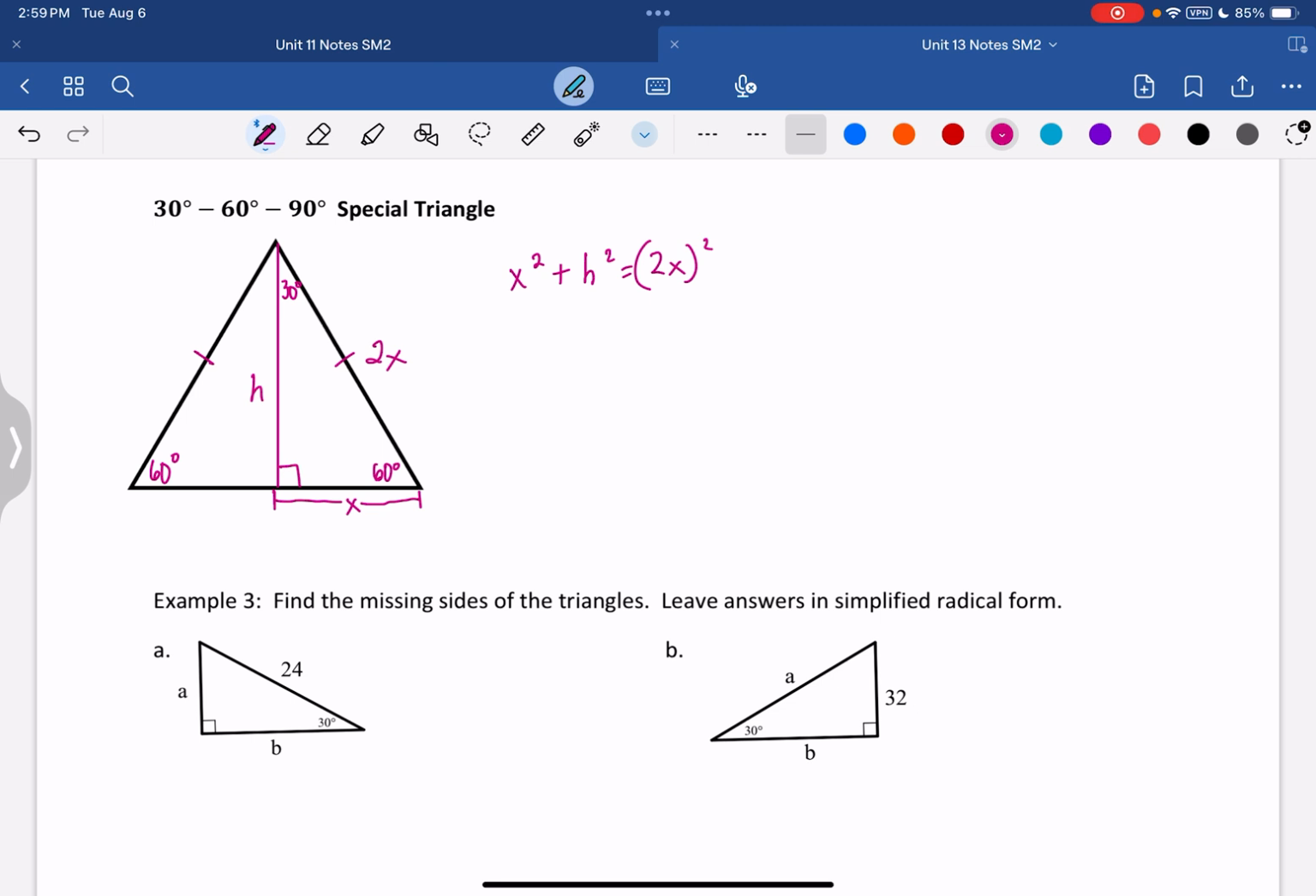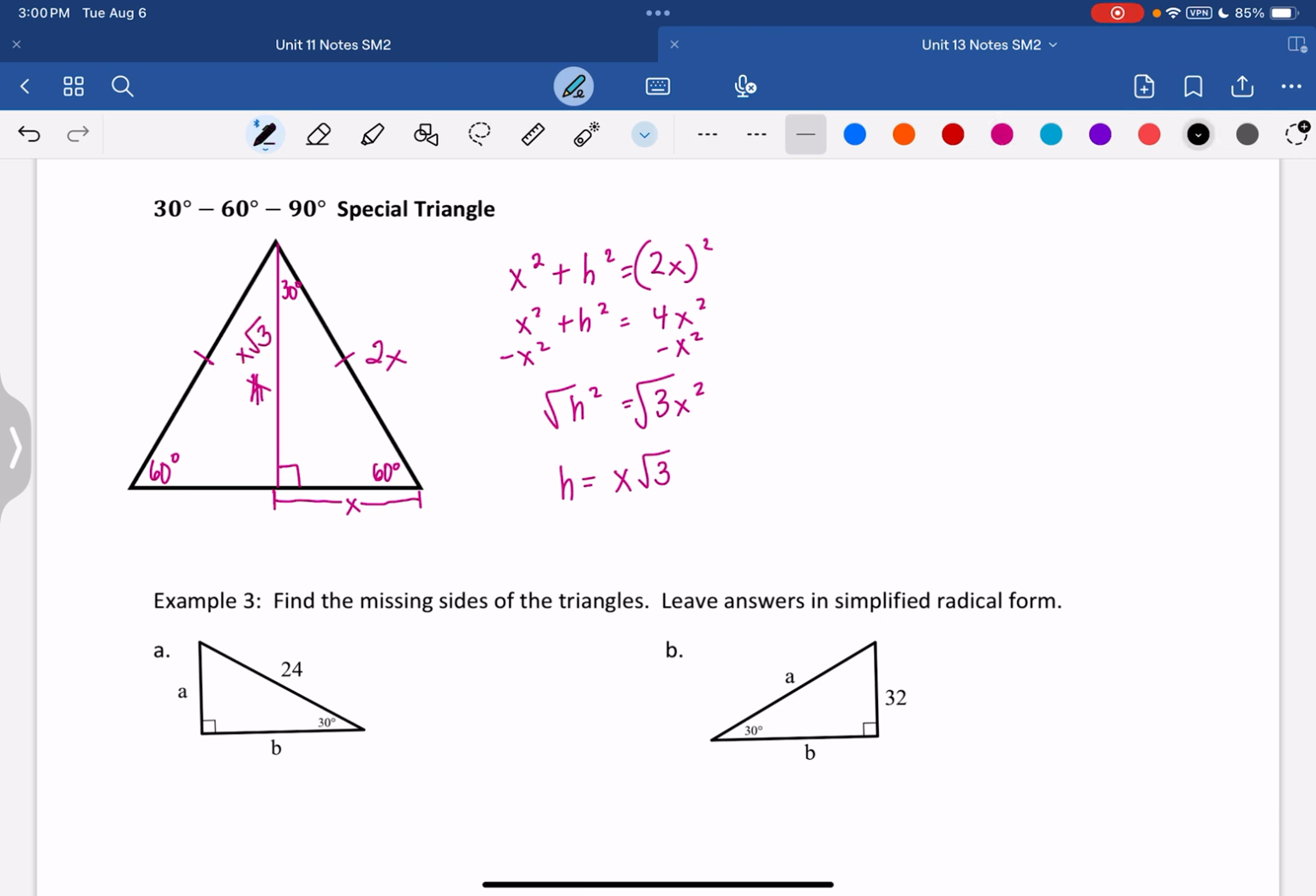Let's do some simplifying. So we get x squared plus h squared equals 4x squared. We're trying to figure out what the height equals. So we're going to solve. So we get 3x squared. We would square root, so h is equal to x, which would come out of the square root, leaving our 3 underneath the square root. So the height, we're not going to call height anymore. We're going to leave it in terms of x, right? So we're going to say this is x square root of 3.